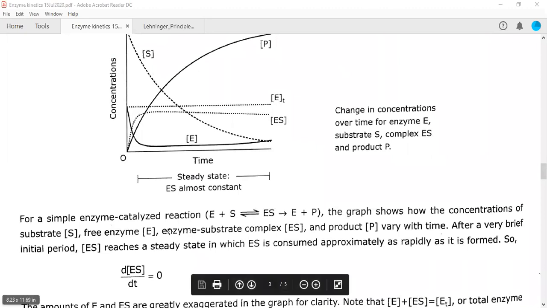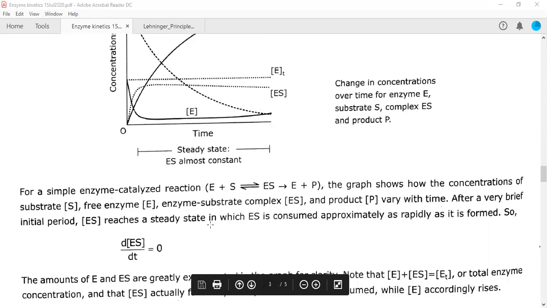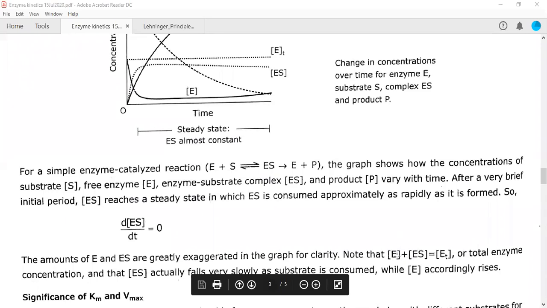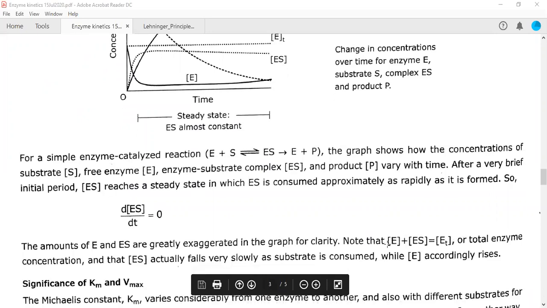So in simple terms, you can show it like the change in the concentration of enzyme substrate complex with respect to time, small change in time, dt or delta t, that will be equal to 0. There is no change in enzyme substrate concentration in most of the reaction. So it is represented like this. The second thing is, note that enzyme plus enzyme substrate complex is the total enzyme which is present in your test tube. It can be shown like this.